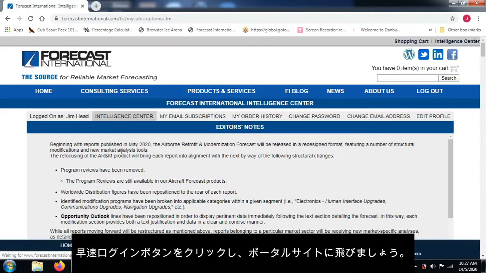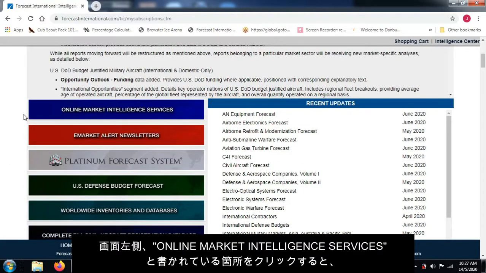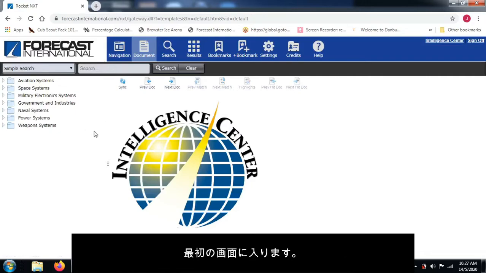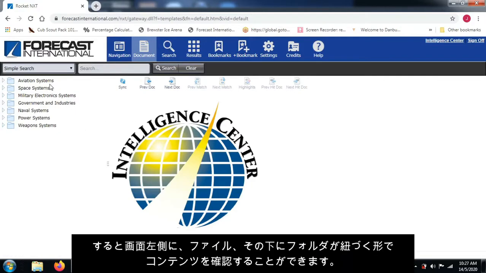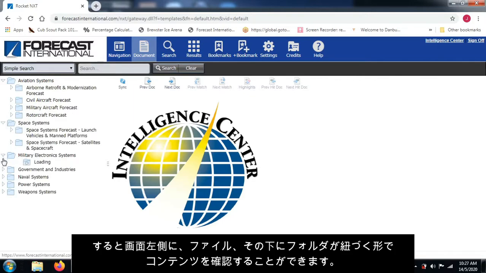And now you click login, which takes me to the portal. On the left hand side, Online Market Intelligence Services, the blue banner. Click that and it takes me to the introduction screen. On the left hand side, I can see the content organized in a file and folder hierarchy.